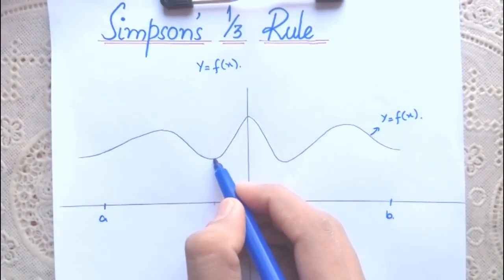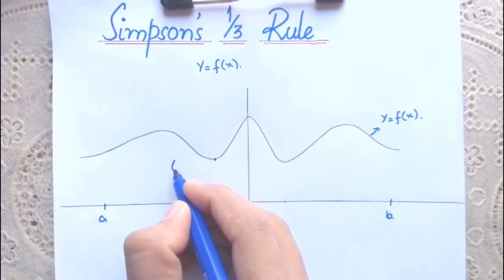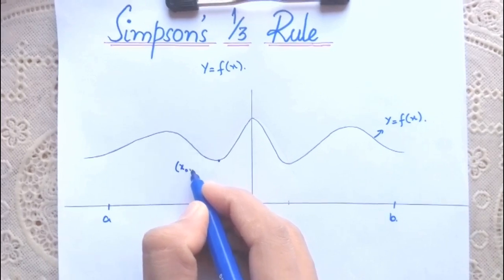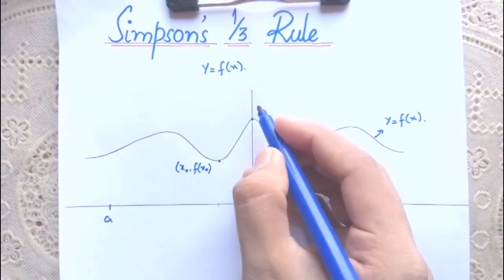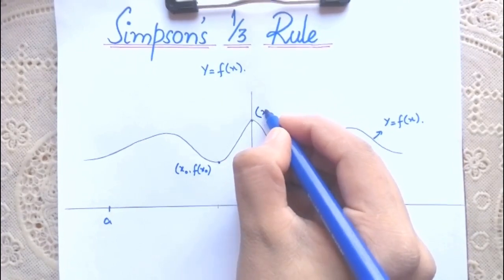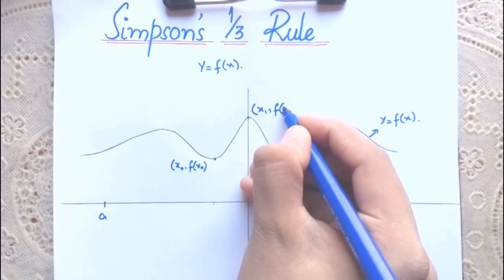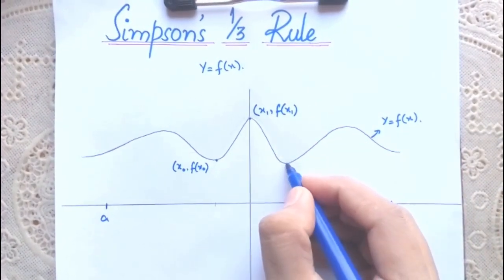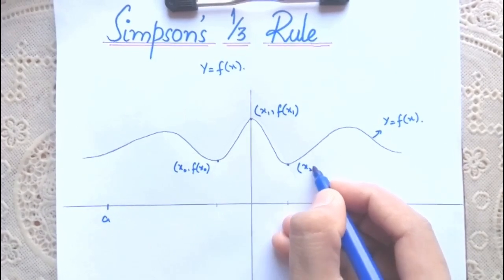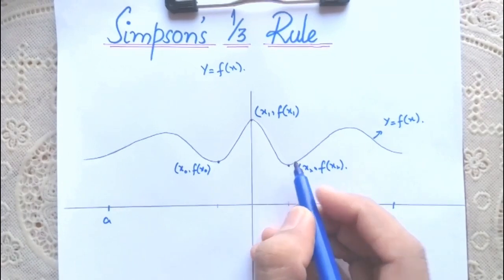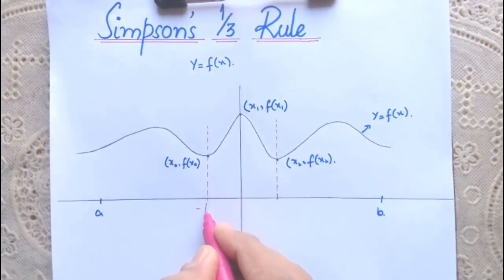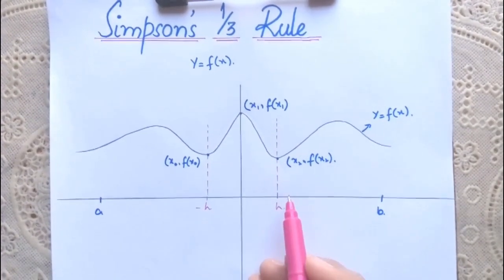Let's suppose it's a point whose coordinates are x naught, f of x naught. It is another point, its coordinates are x1, f of x1, and x2, f of x2. It's the third point. And it is the small sub interval minus h to h, right?